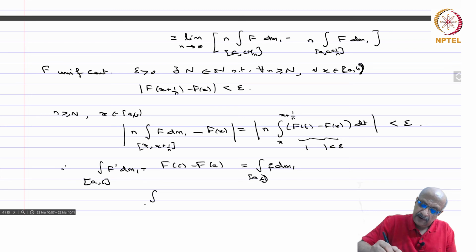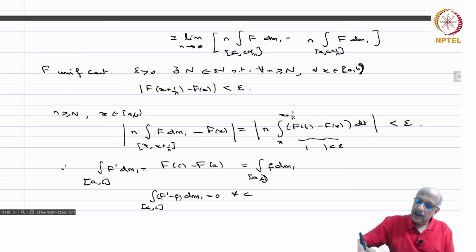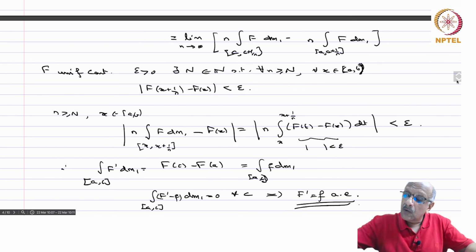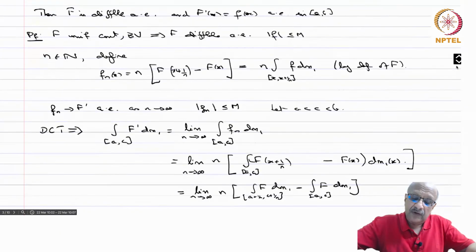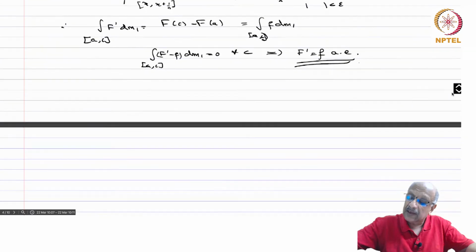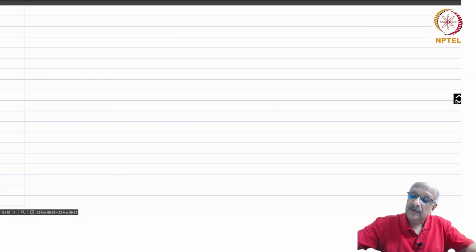So you have the integral from a to c of (F' minus f) dm1 equal to 0 for all c, and this implies that F' equals f almost everywhere by the previous proposition. Okay, so that proves the theorem. So now we want to get rid of the boundedness hypothesis. We said it's a bounded and integrable function, so we want to say the same thing without the boundedness hypothesis.